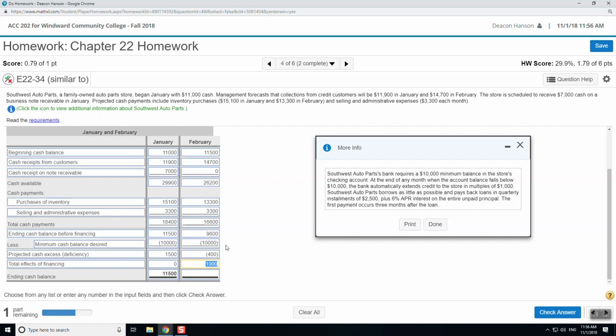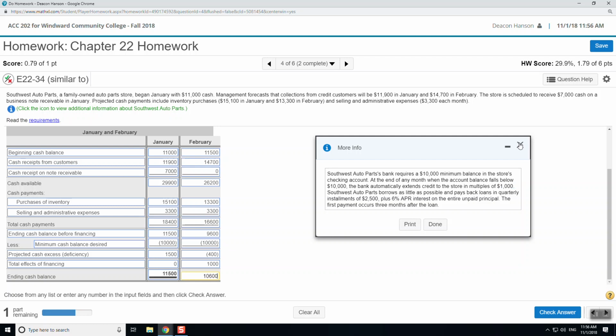So the 1,000 was from the requirement part, right? Yeah. Okay. Because we're short by 400. Yeah. We have to borrow, but the bank requires us to borrow in increments of 1,000. Right. So we couldn't just borrow the 400. We had to borrow the 1,000. Okay. So that makes more sense now. Okay. So now we're going to have, what is that? 10,600. Right.